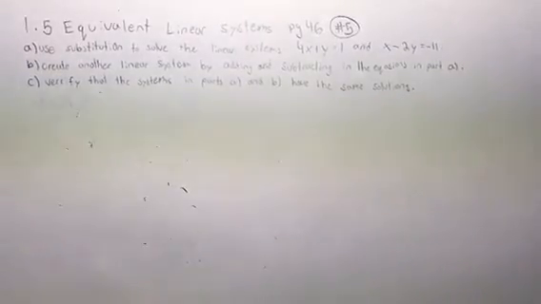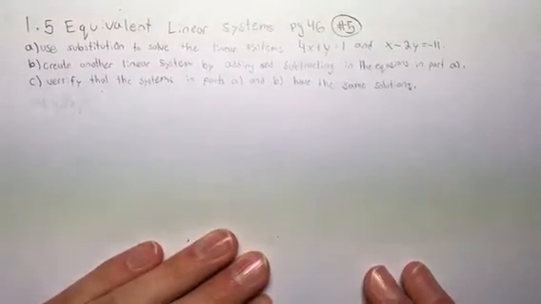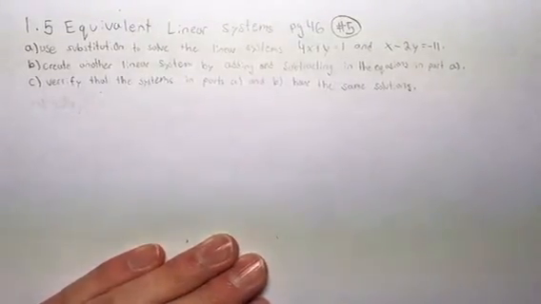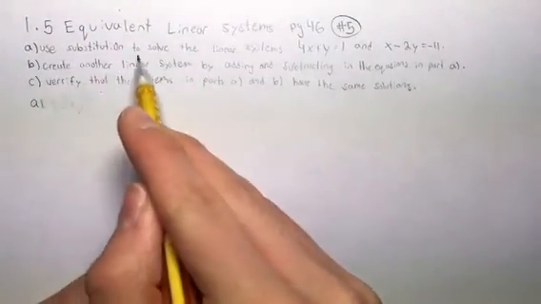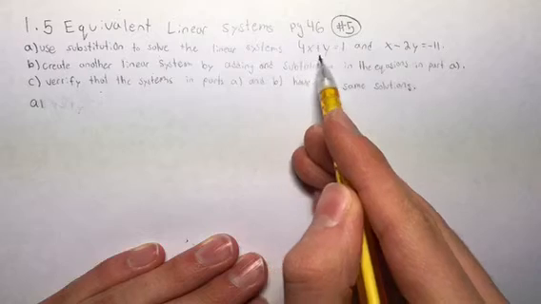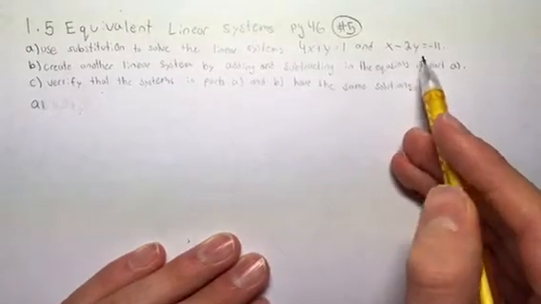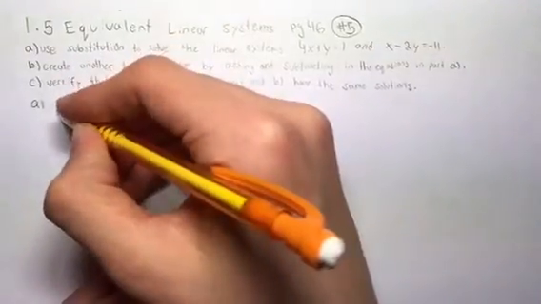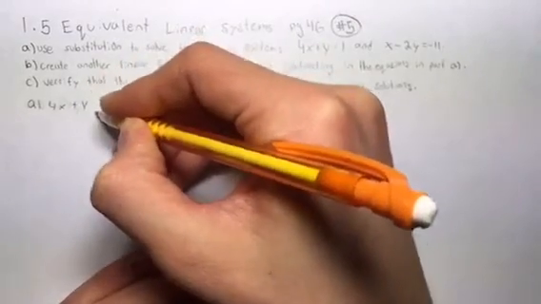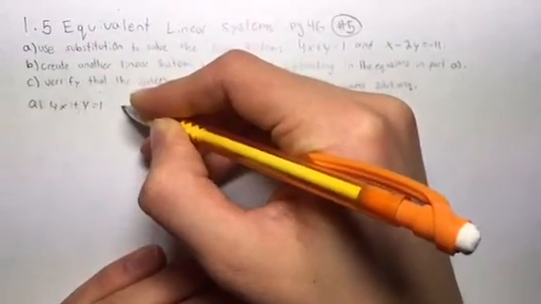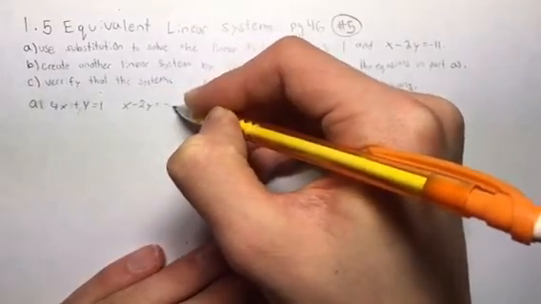Okay, so we're doing chapter 1.5, equivalent linear systems, on page 46, and this is question number 5. So A, use substitution to solve the linear systems 4x plus y equals 1 and x minus 2y equals negative 11. So I'm just going to rewrite the equation. So 4x plus y equals 1 and x minus 2y equals negative 11.